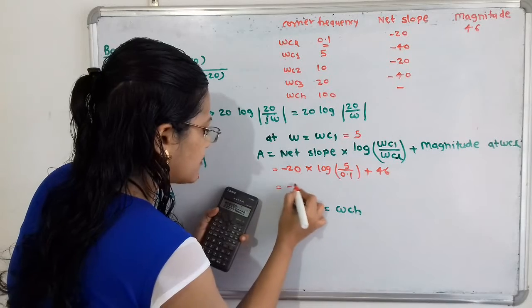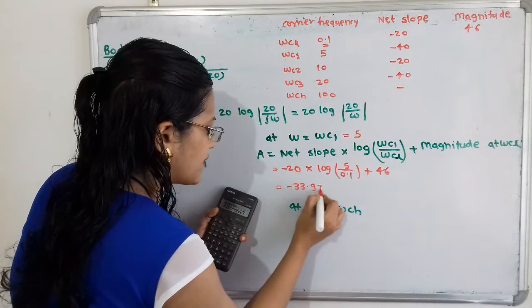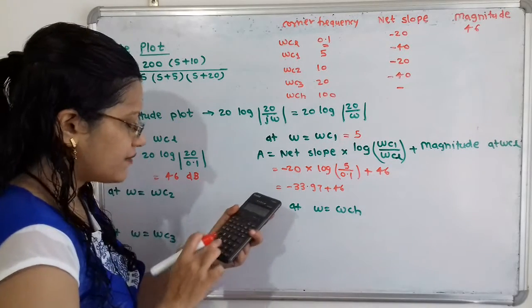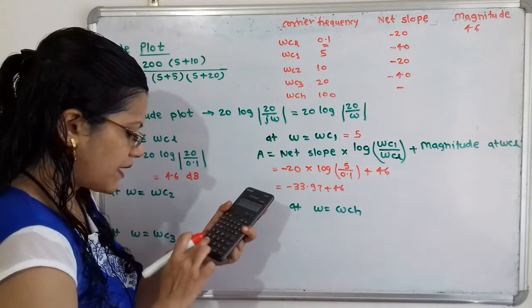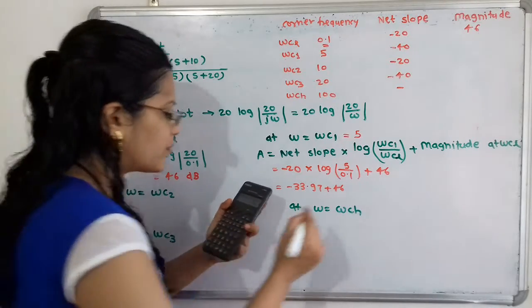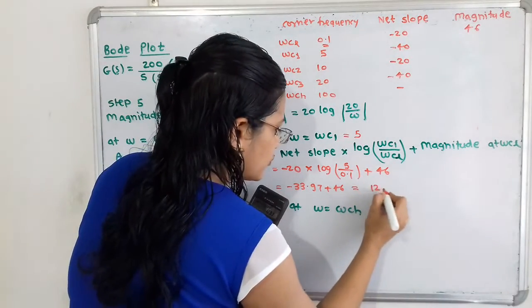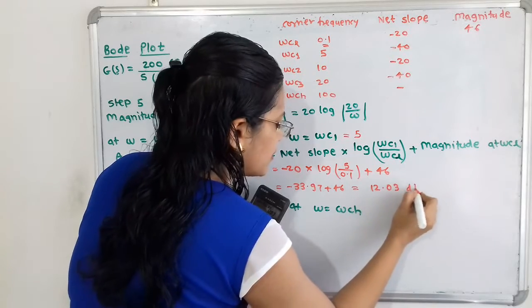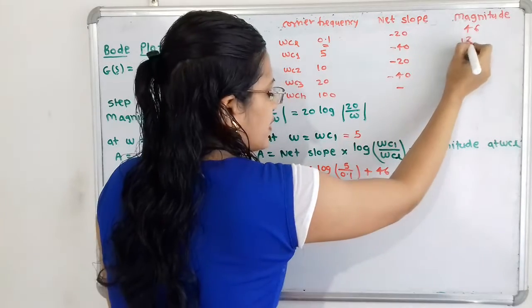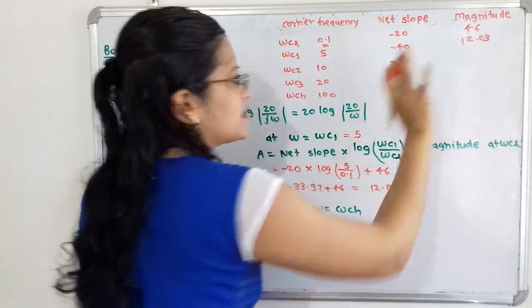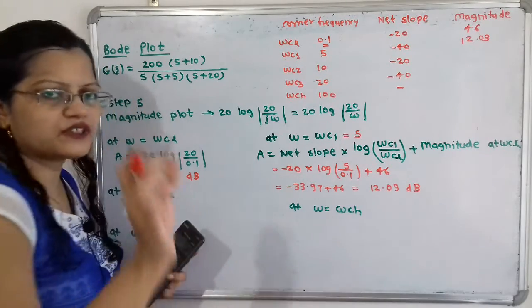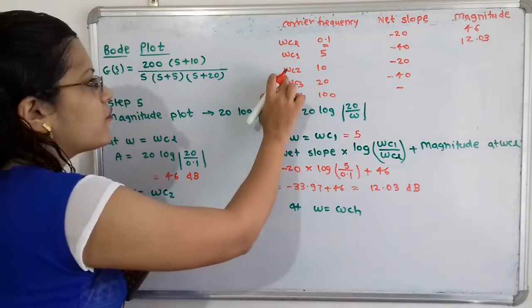33.97 minus 33.97 plus 46. So I will take here 46 minus 33.97, which is equal to 12.03. So 12.03 dB. So this is the magnitude at 5. So here I will write 12.03 dB, or simply we will take here the term as 12 because 03 is a very small term. Now we will move for the next.